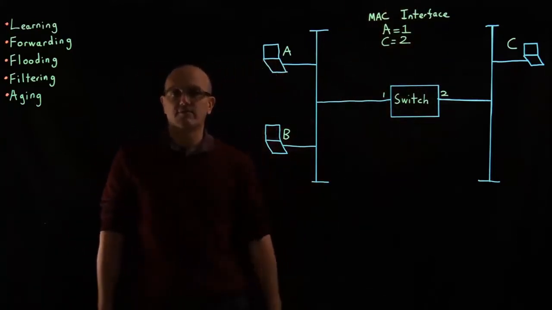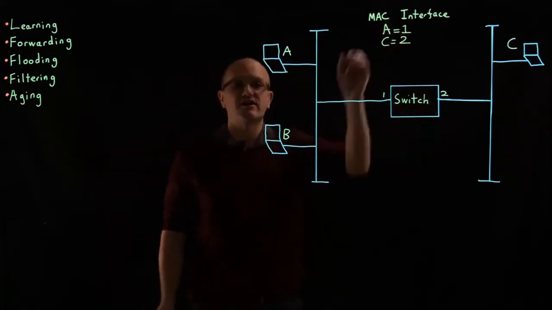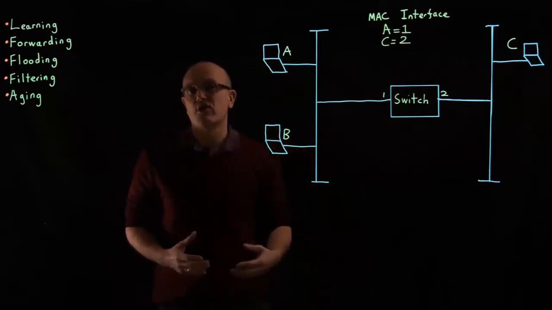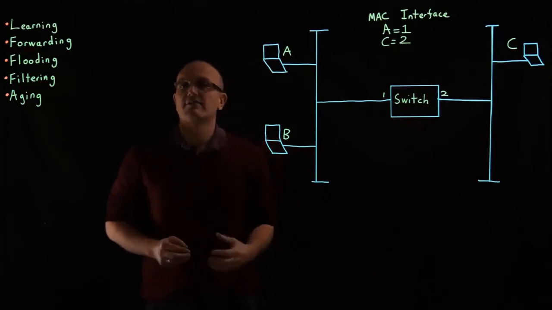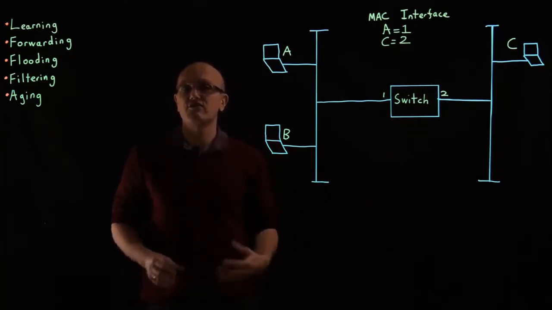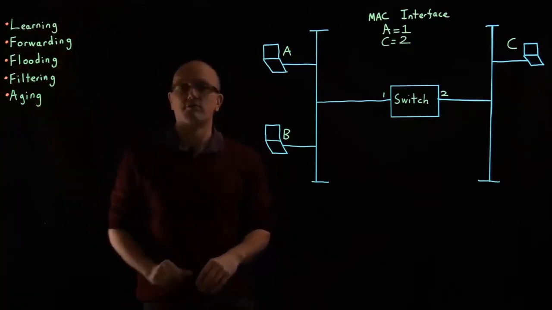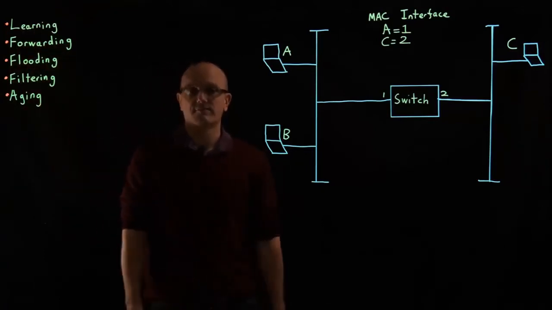A forwarding table, a MAC address table, is an association between MAC address and interface that's built and used on a learning bridge or a switch. And the functions that a learning bridge or a switch uses in conjunction with a forwarding table are outlined on the board here. The first is learning.